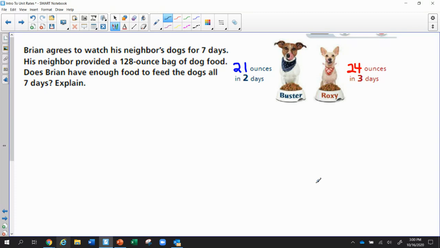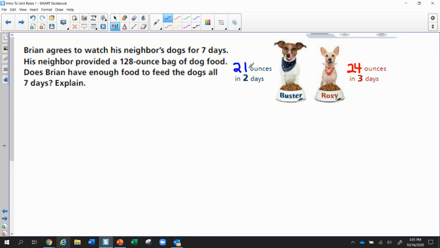This is a different problem where we would find the unit rate and then use the unit rate to find different amounts of days. So for instance, we're given a couple rates here. So Brian agrees to watch his neighbor's dogs for 7 days. His neighbor provides a 128-ounce bag of dog food. Does Brian have enough food to feed the dogs all 7 days? Well, we're going to have to find this out.